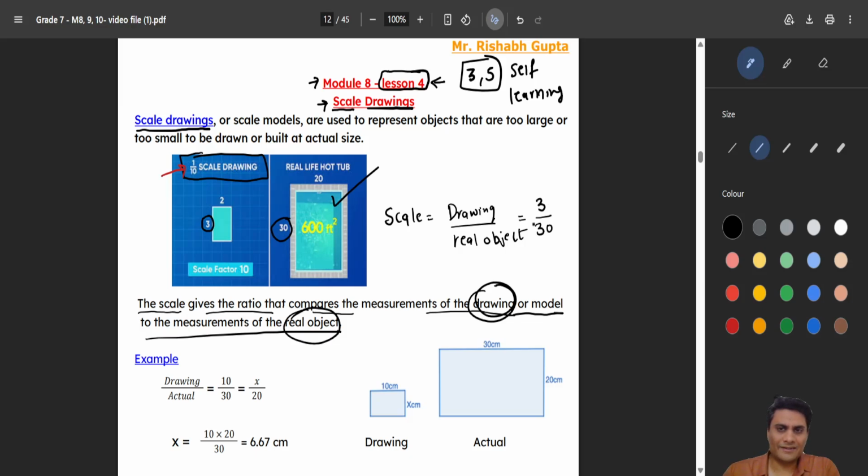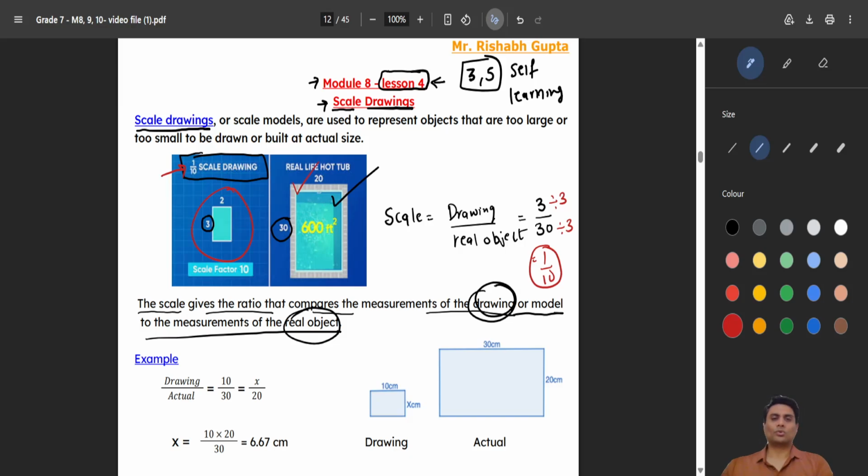So if I simplify this, if I divide both of them by 3, what will I get? 3 divided by 3 is 1. 30 divided by 3 is 10. So the scale is 1/10. That is, this drawing is 1/10 of the real hot tub. This is how we get the scale.